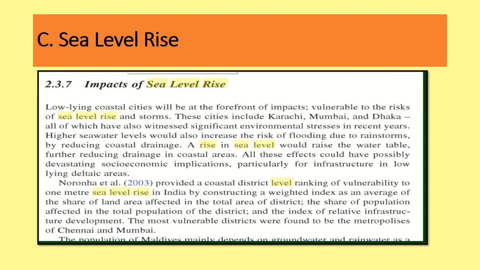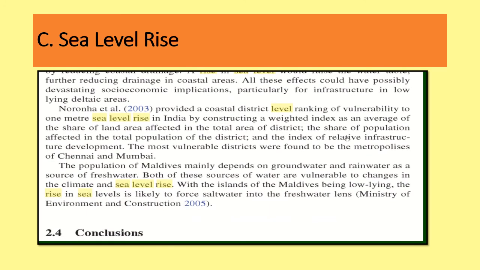Third, the increase in seawater level will raise the water table, and that will further reduce the drainage in the coastal areas. And fourth, the Maldives, which is a very small nation, mainly depends on groundwater and rainwater. Those are the sources of fresh water of the Maldives. Both of these sources of water are vulnerable due to climate change, rather due to the increase in the level of seawater.